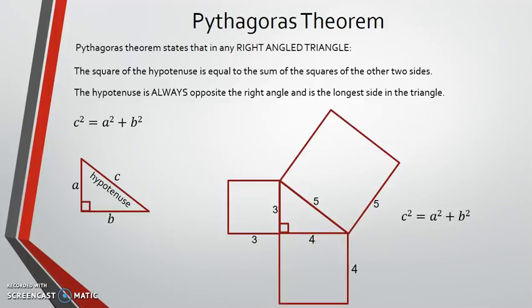So we can say that 5 squared equals 3 squared plus 4 squared. 5 squared is 25, 3 squared is 9, and 4 squared is 16. So we can say 25 equals 9 plus 16, and you can clearly see now that 25 equals 25, so the square of the hypotenuse is equal to the sum of the squares on the other two sides.